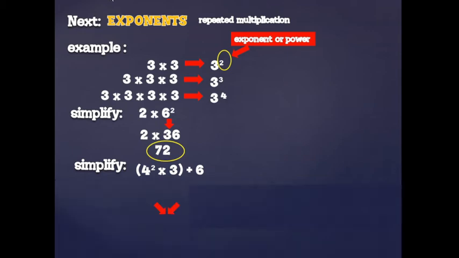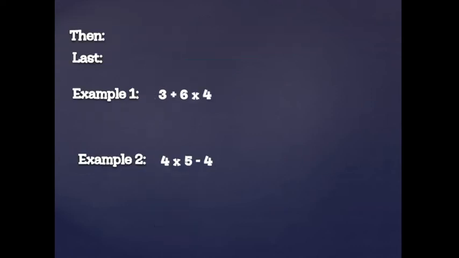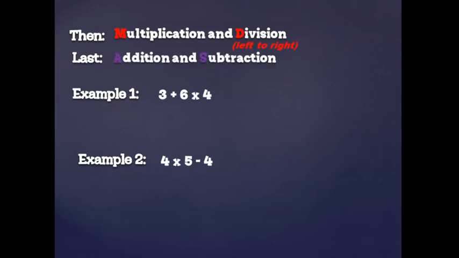Since we have an exponent inside the parentheses, that is 4 squared. 4 squared is the same as 4 times 4. That is 16 times 3, 48. You can now put away the parentheses symbol. Next is 48 plus 6 is 54. After the grouping symbols, next is the exponent. Then we go to the multiplication and division steps. Last is addition and subtraction.